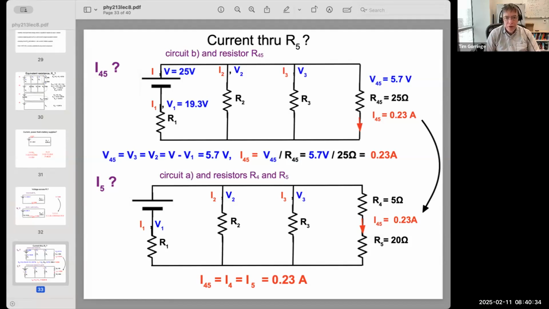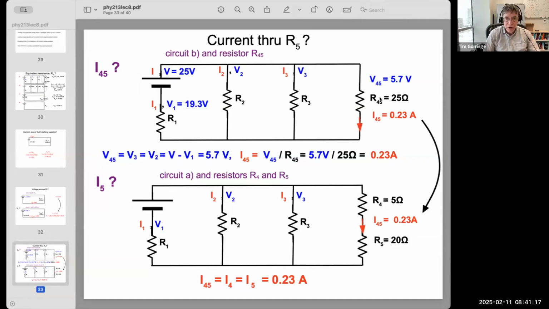The last part of this problem involved determining the current through one of the 5 resistors. It was resistor R5. To figure out the current through R5, I've drawn 2 circuits here. The lower circuit is actually the complete circuit that we started with, involving the 5 resistors, so including R5. The upper circuit is the first step we did in making equivalent circuits, where we combined the series resistors R4 and R5 into a single resistor upstairs here. We called it R45. So those are the 2 circuits I've drawn.